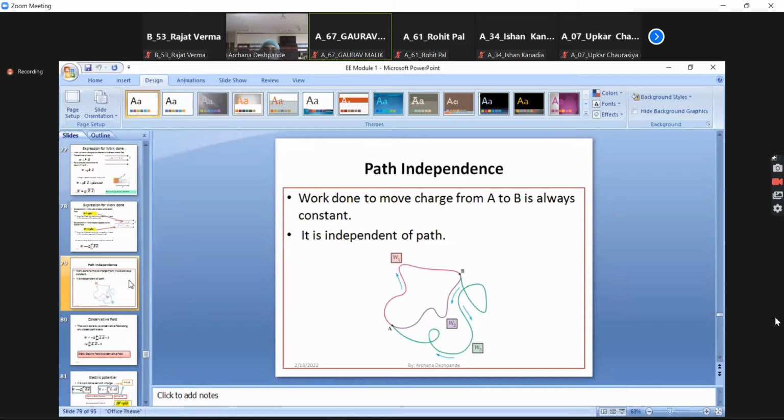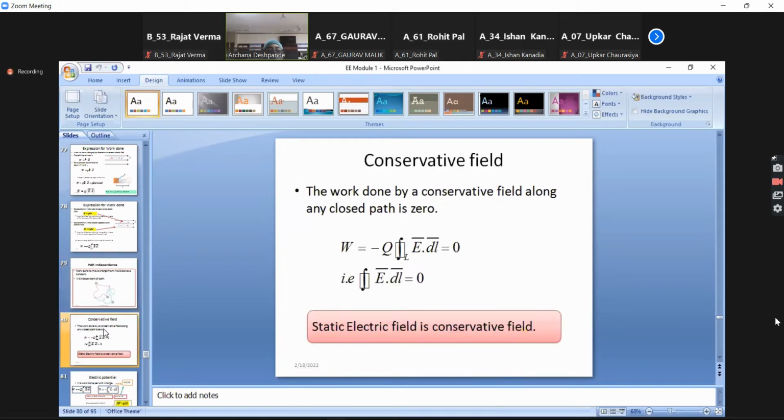So you go from A to B through different paths. Okay, A to B, you go through a pink color path, or you go with a violet color path, or you go with a green color path. Okay, you take a longer turn or you take a shortcut. Work done in any closed circuit, as long as your starting point and ending point are the same, work done is independent of path. Okay, then comes the important concept.